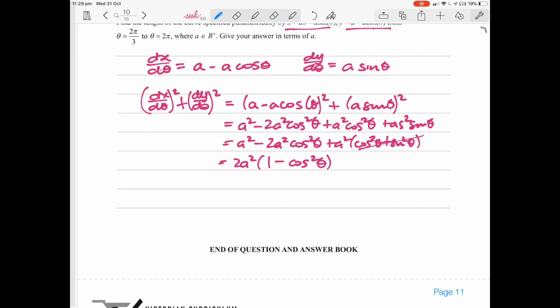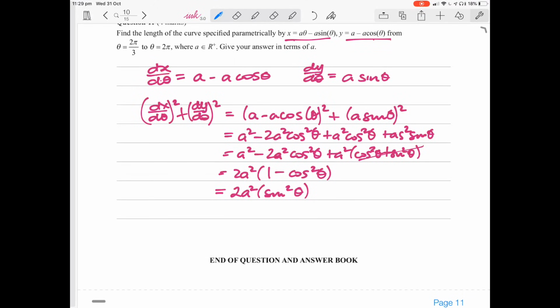Is that right? That's sine squared theta. 2a squared sine squared theta. And then if I've got to square root that, I'll just get sine theta. I don't remember it being this easy.